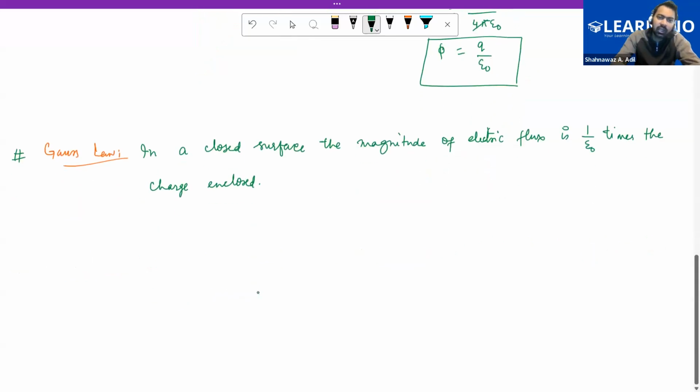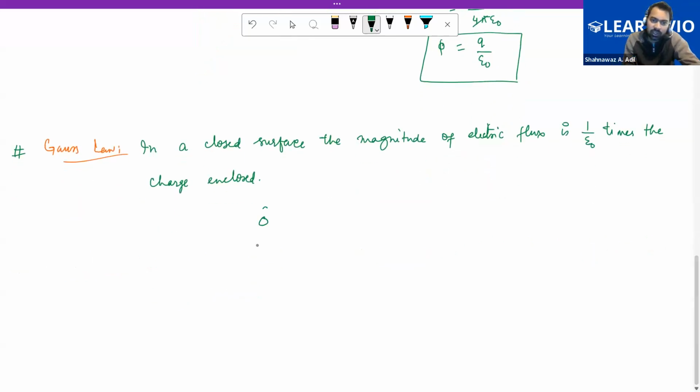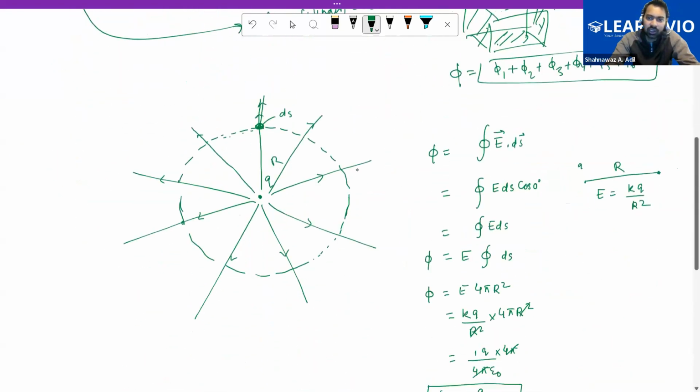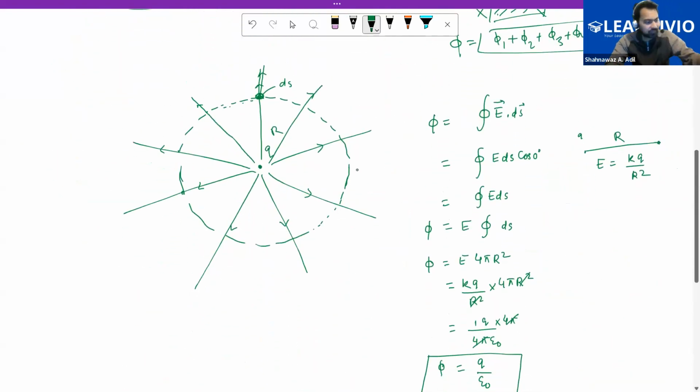And it is written in two ways. It is written like closed integral of E dot ds equals Q enclosed by epsilon naught, and this is your flux. Right. So we'll talk about this and do many questions in the next class. But you already knew these things, right?